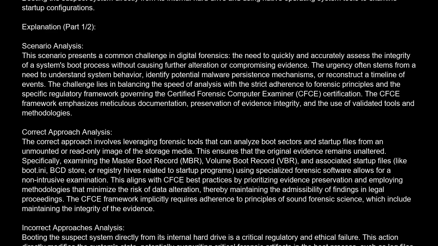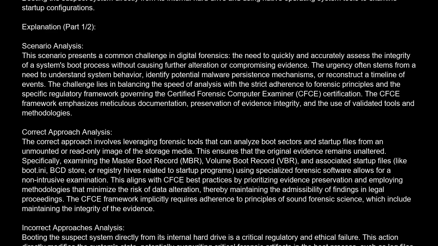Correct approach analysis. The correct approach involves leveraging forensic tools that can analyze boot sectors and startup files from an unmounted or read-only image of the storage media. This ensures that the original evidence remains unaltered, specifically examining the master boot record (MBR), volume boot record (VBR), and associated startup files like boot.ini, BCD store, or registry hives related to startup programs.